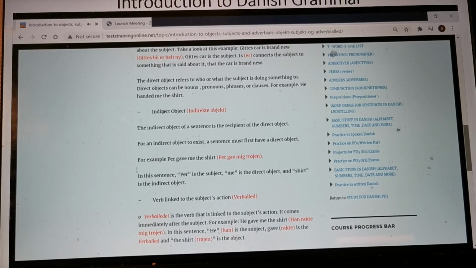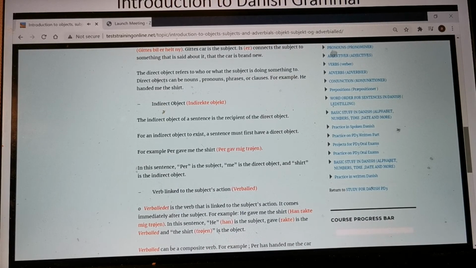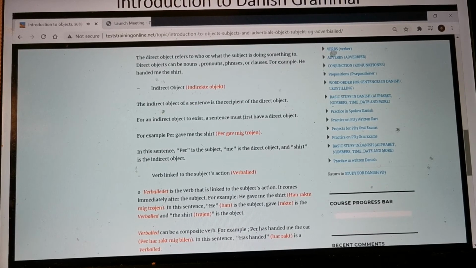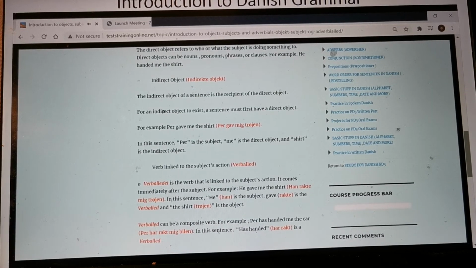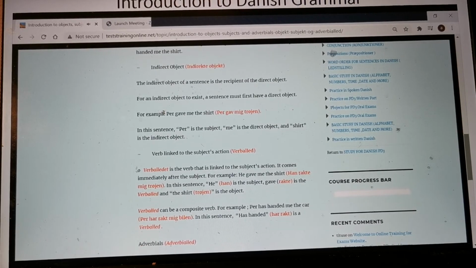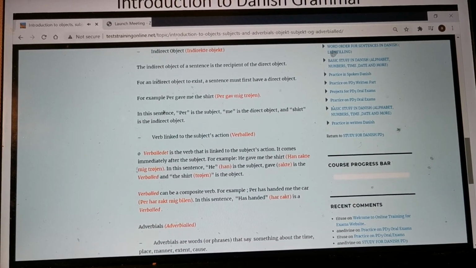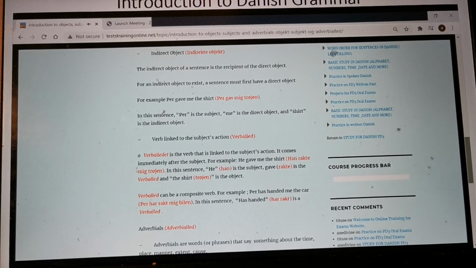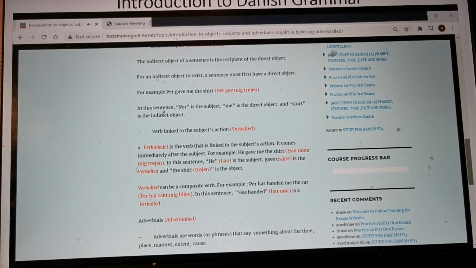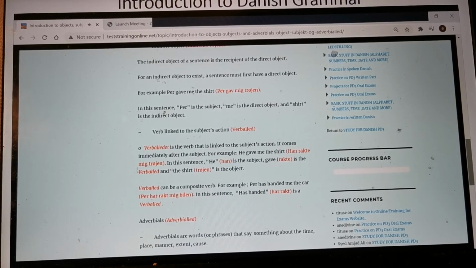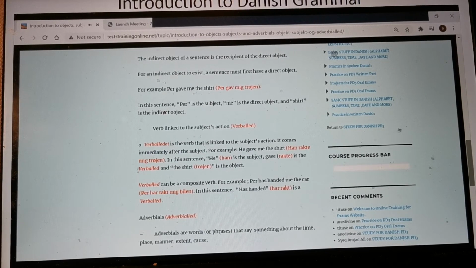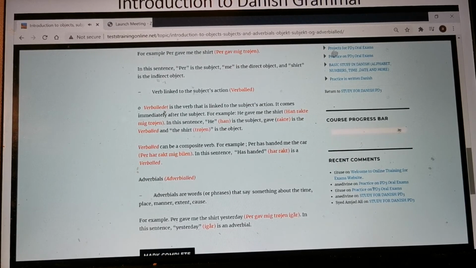The direct object refers to who or what the subject is doing something to. Direct objects can be nouns, pronouns, phrases, or clauses. For example, he handed me the shirt. Indirect object, indirekte objekt. The indirect object of a sentence is the recipient of the direct object. For an indirect object to exist, a sentence must first have a direct object. For example, Per gave me the shirt. Per gav mig trøjen. In this sentence, Per is the subject, me is the direct object, and shirt is the indirect object.